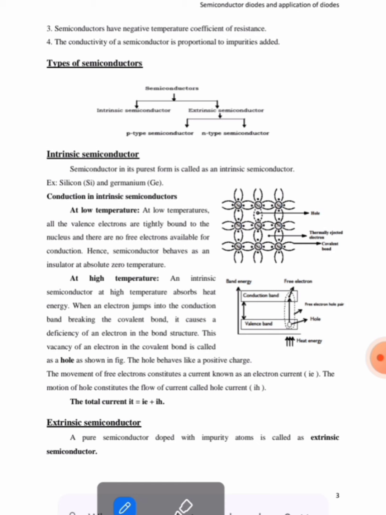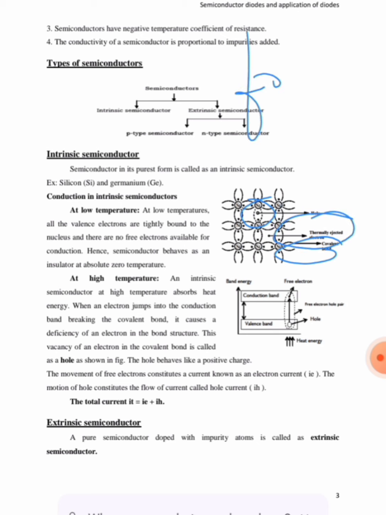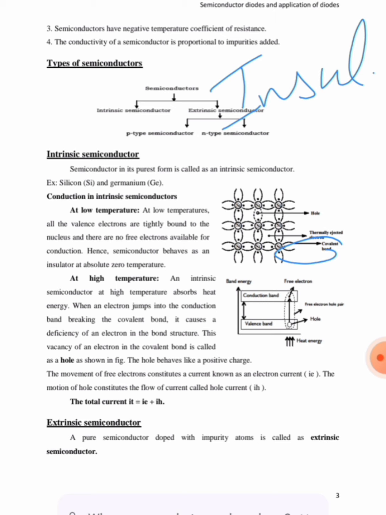So in this particular diagram we have a hole, a covalent bond, and a thermally ejected electron, and these thermally ejected electrons are called free electrons, which are responsible for the conduction of current. At lower temperature, there will be no free electrons created in the crystal lattice structure. So at lower temperature, these semiconductors behave like perfect insulators. Now let us see what happens at higher temperature.